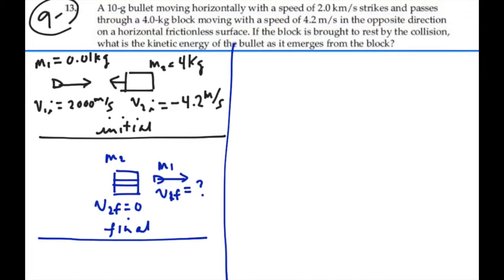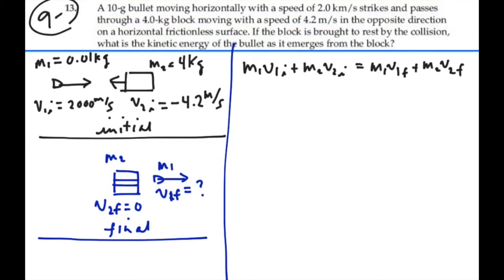Alright, let's set up our one equation to rule them all, namely conservation of momentum, for this problem. We have that mass 1, velocity 1 initial, plus mass 2, velocity 2 initial, equals mass 1, velocity 1 final, plus mass 2, velocity 2 final. The initial momentum equals the final momentum.